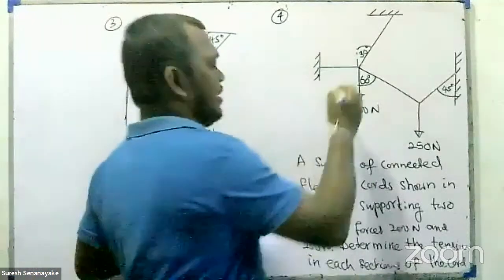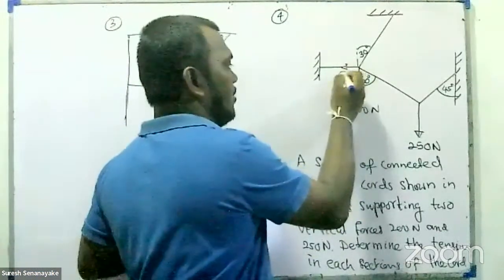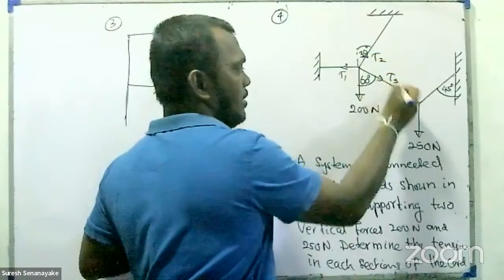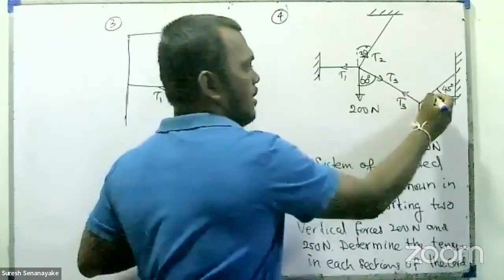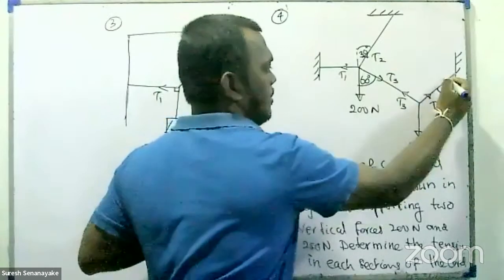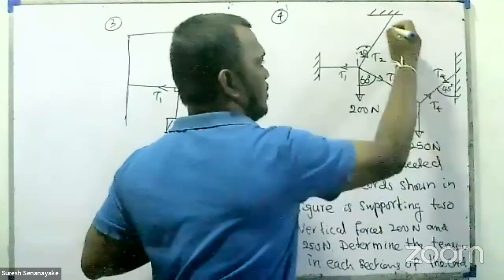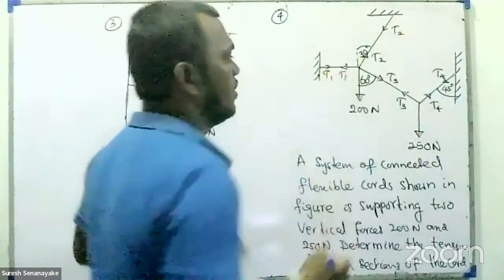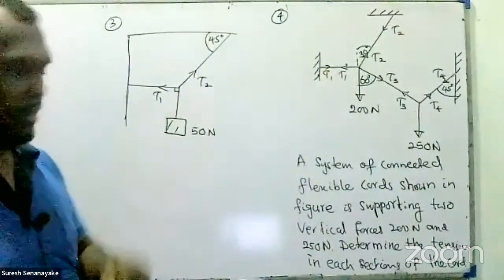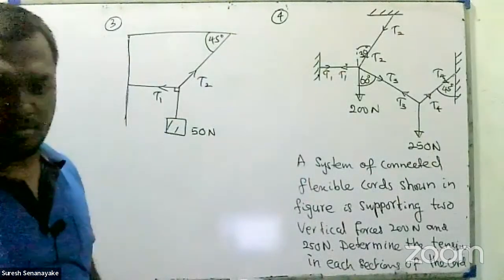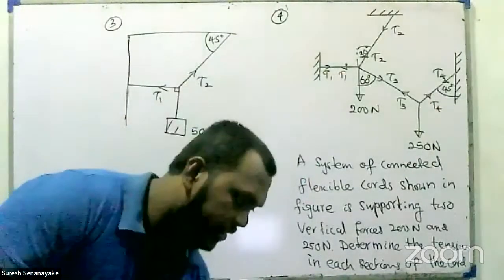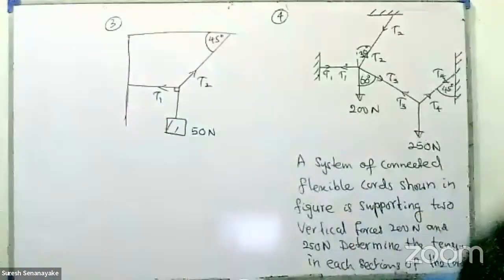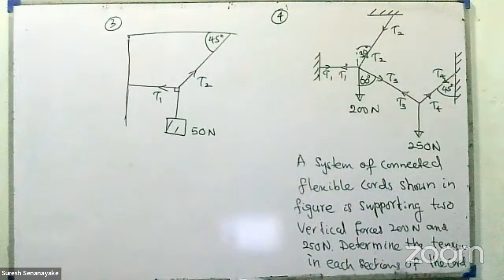You need to find the tension. I will mark it in the figure, and T3 here. So this one is T3, and this is T4. Action and reaction. So you can find T1, T2, and T3. If I give you more time, then I will come to this side.